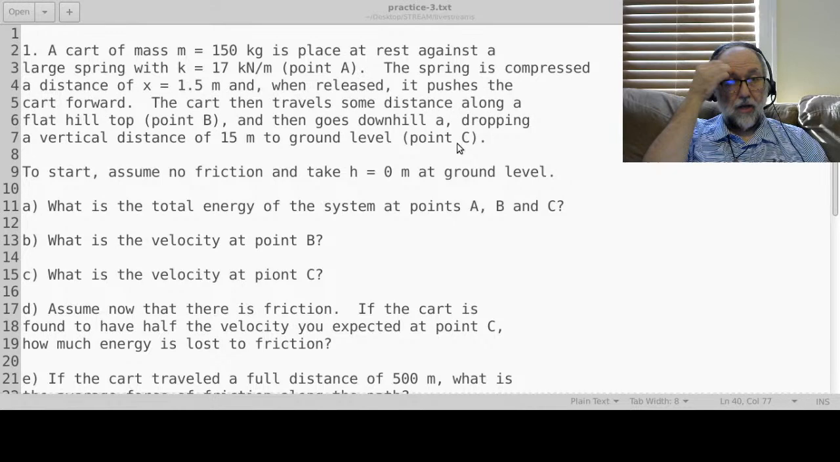The vertical drop in going from the top of the hill to the bottom of the hill is 15 meters. To start, we're going to assume no friction, and we're going to take h equals 0 at ground level. You'll see why it's important for me to tell you that. On the test, I'll say ground level is h equals 0. I'll make sure it's very well defined where h equals 0 is, because you're going to need that to make sure that you get the same answers I do. Then there's a bunch of questions on energies and velocities.